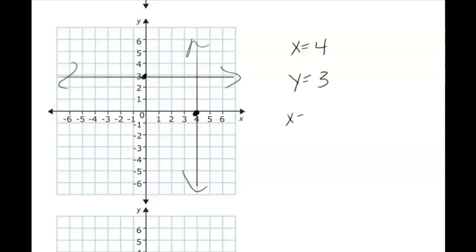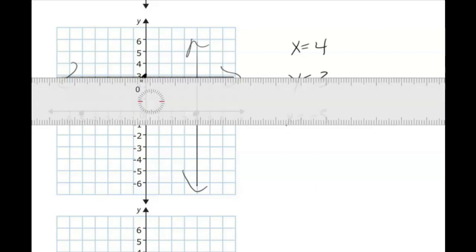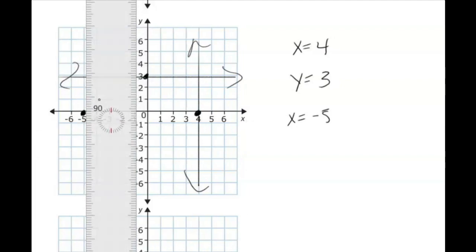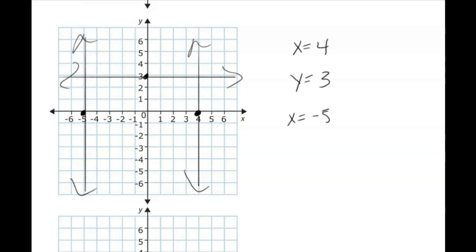If I had x = -5, where is x = -5? Right there. So then I'd grab my straight edge, go straight through, and it's just that straight line there.